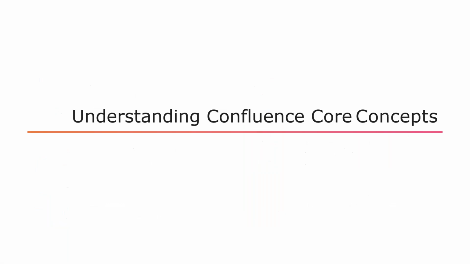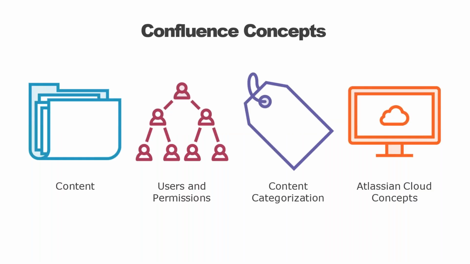Okay, so now we need to understand some of the core concepts of Confluence. So what are the core concepts? One thing we have is content, and then users and permissions. Users and permissions we understand more or less, like how to add users, how to create groups, how to add users into the groups, how to add permissions to the groups. Those are pretty much the same for all the tools.